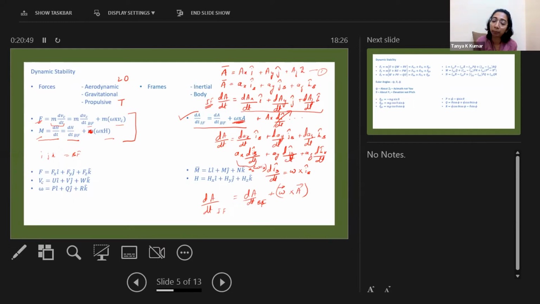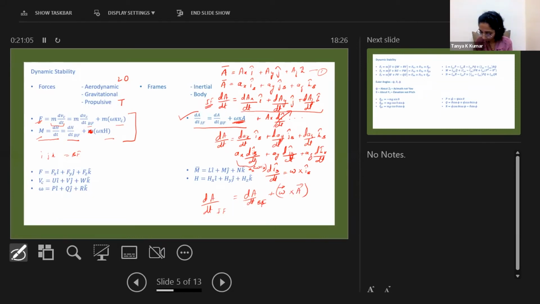And we can measure all of this in the body frame, okay, which is why we're representing it in the body frame, and we'll eventually convert it to the inertial frame by taking that omega cross vector, omega cross whatever vector. That is what enables us to convert it into the inertial frame, okay.